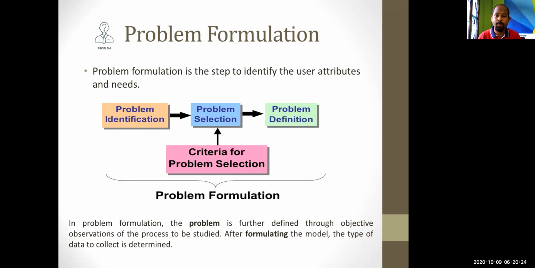In problem formulation, the problem is further defined through objective observations of the process to be studied. After formulating the model, the type of data to collect is determined. Problem formulation is the overall problem identification up to problem definition. In the problem definition, the problem is defined, and what are the inputs, what are the outputs, what are the expected output, how, when, who will supply the inputs to the program or the simulation. Everything will be discussed in the problem definition part.